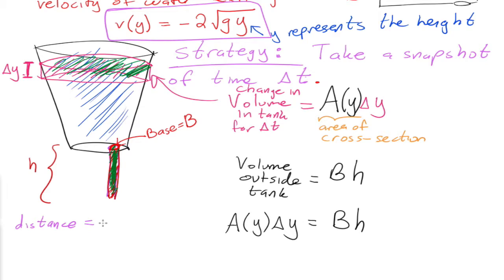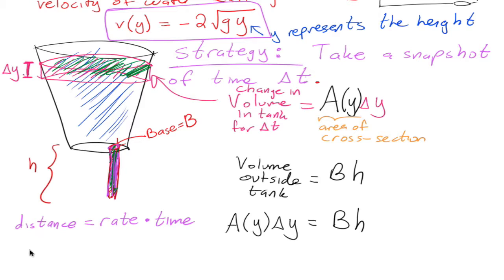Distance is equal to rate times time, right? So what we're looking at is that the distance the water traveled is equal to the rate at which it travels, which is that velocity, times the time, which is how much time? Delta t, right? That's how much time. That's our snapshot in time.